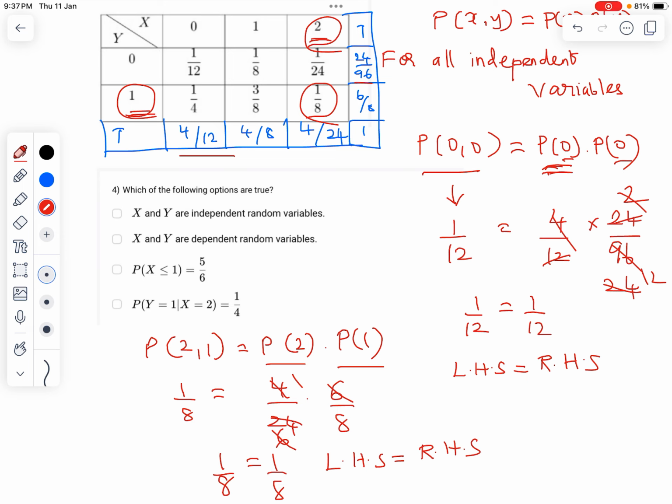Therefore, it proves the condition that x and y are independent random variables. So the first answer option is correct. In the first option we already proved they are independent. Hence, they are not dependent. Therefore, option 2 is wrong. Now, let's look at the third option.